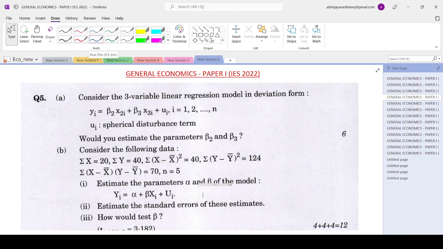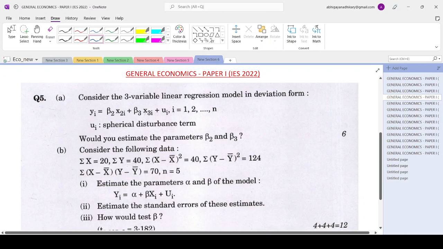And today we are looking at the General Economics Paper 1 of the IES 2022, question number 5, part A first. Consider a three variable linear regression model in deviation form, which is yi equals beta 2 x2 plus beta 3 x3 plus ui, and we have a sample of size n, where ui is the spherical disturbance term. Spherical disturbance term means that it satisfies all the standard Gauss-Markov assumptions. Would you estimate the parameters beta 2 and beta 1?